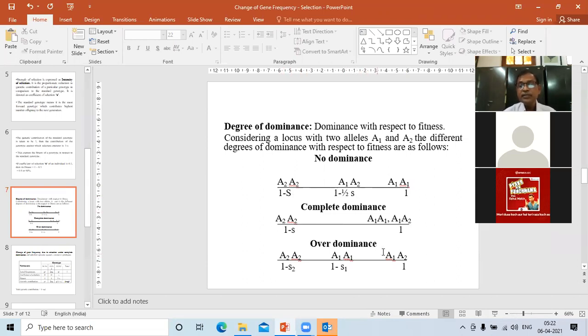Similarly, in case of overdominance, the heterozygotes are superior over both the homozygotes. That's why it is on the right hand side. You see in the extreme right hand side, A1 A2 genotype, its fitness is 1. Then suppose the coefficient of selection for A1 A1 is S1 and for A2 A2 is S2. Then fitness of A1 A1 individual is 1 minus S1 and that of A2 A2 is 1 minus S2.